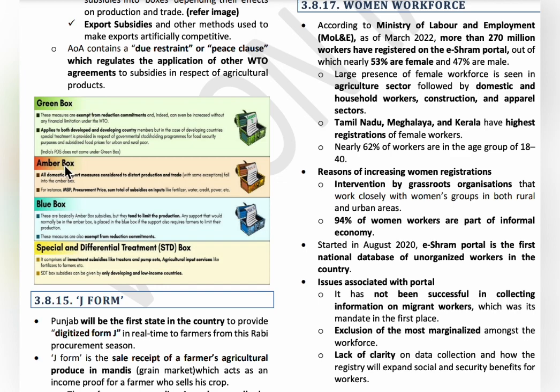Next is amber box. Amber box promotes subsidies on some domestic support measures like water, fertilizers, power, etc. Next is blue box. So all the things that are given subsidies under the amber box are included in the blue box with some limitations. Next is special and differential treatment box. Under this box, subsidies are given to developing countries and low income countries. Subsidies are given to agricultural inputs like tractors, pump sets, etc.